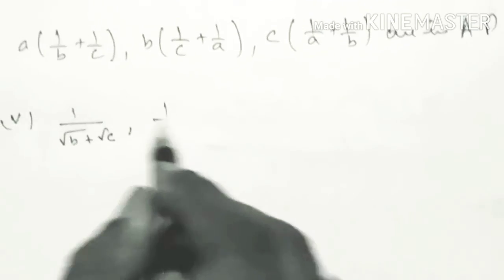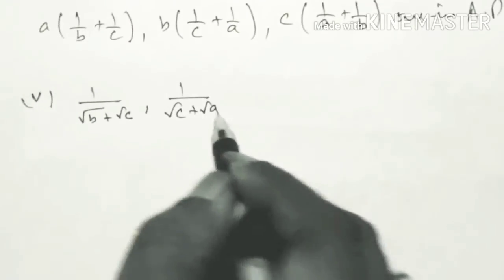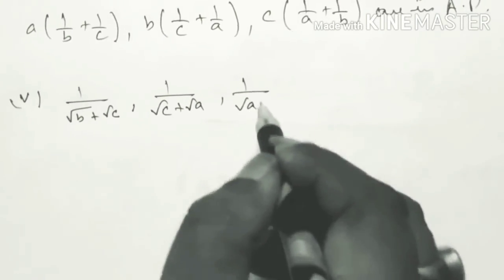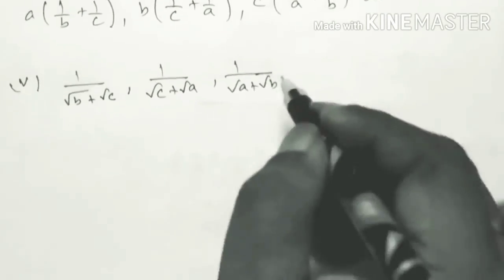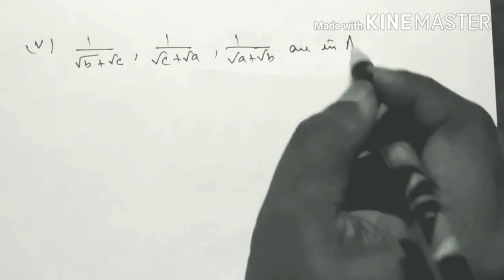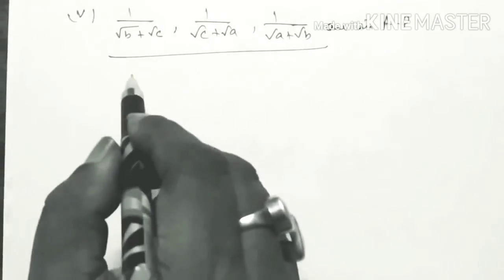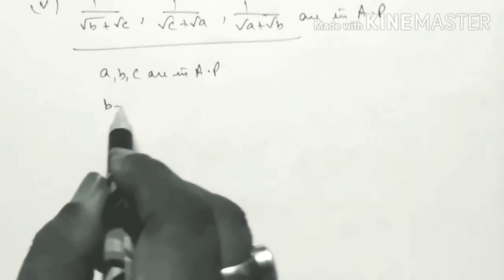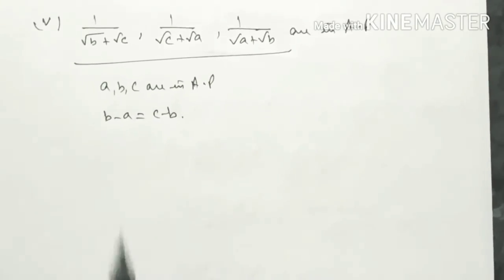Again, 1 by root B plus root C, comma, 1 by root C plus root A, comma, 1 by root A plus root B. We have to show that these three terms are in AP. Again, it is given that A, B, C are in AP. Therefore, B minus A is equal to C minus B.